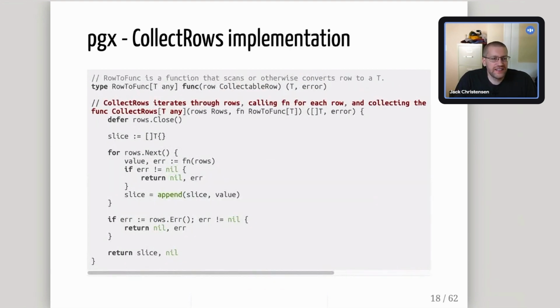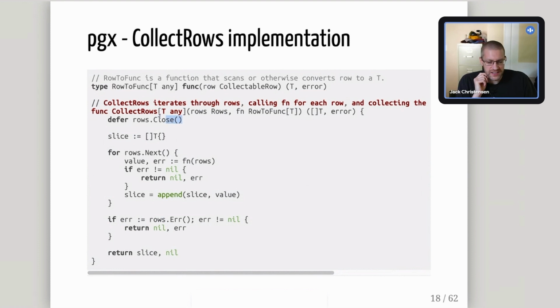Now, how does CollectRows work? This is actually the source code for that generic function. As you notice, there's not actually that much to it, and the generics just work beautifully here. You'll notice that it's very similar to what we were doing manually. We have a slice, we go through each row, we append to the slice, we check the error, and we return. So it's a really nice, generics literally just made it possible.